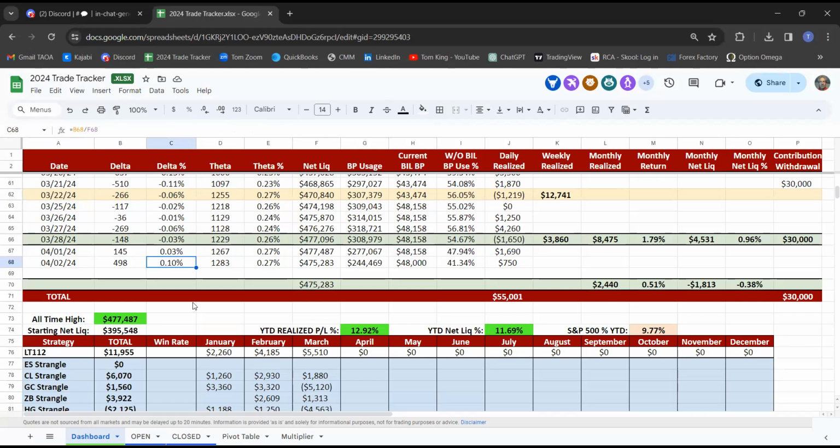That's 0.10% to the upside. Mainly because the market's moving lower, and we also unloaded a few good trades the last 2 days, so that's really moved us up quite a bit.